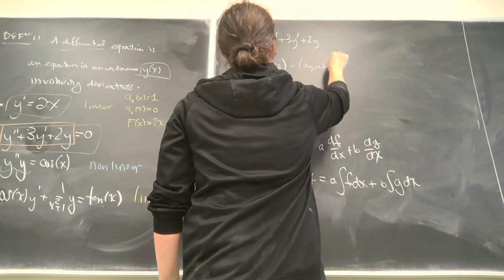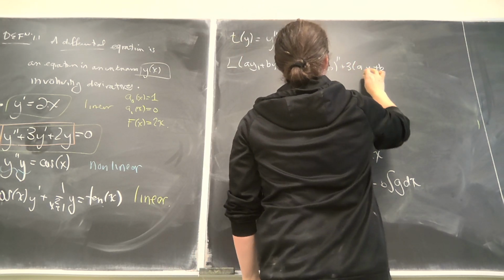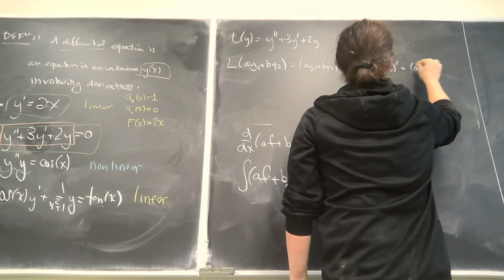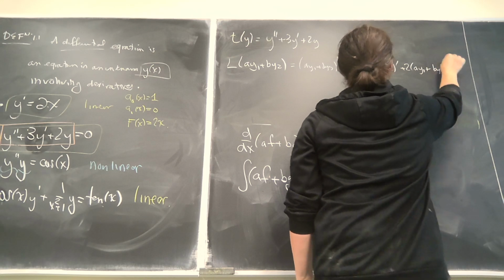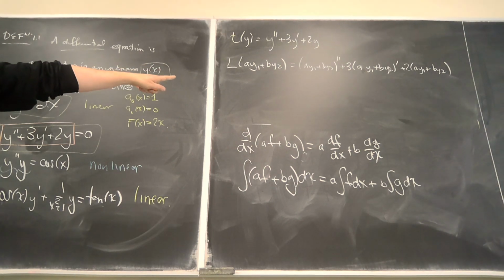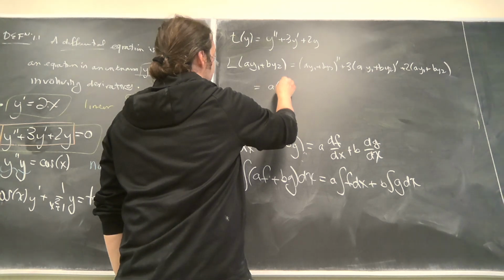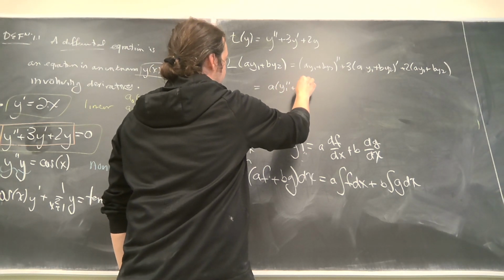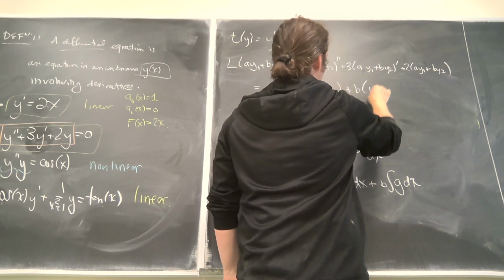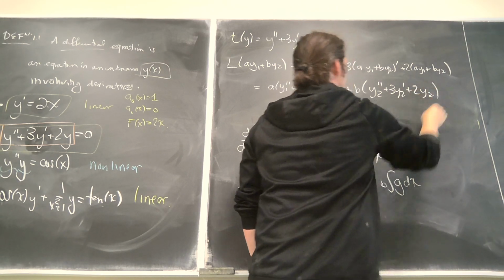a y1 plus b y2 double prime plus 3 times a y1 plus b y2 prime plus 2 times a y1 plus b y2. So I've evaluated the operator on that combination of functions. And if you go through the process of actually calculating those derivatives, I think what you'll find is that you're going to end up with a times y1 double prime plus 3 times y1 prime plus 2y1, plus b times y2 double prime plus 3y2 prime plus 2y2.